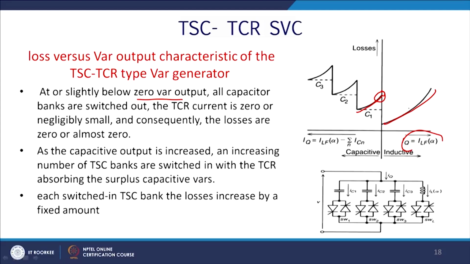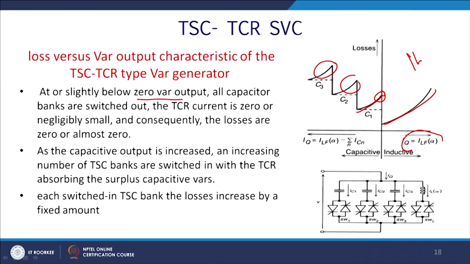So, this kind of graph is prevailing. The more you increase the current, the more losses we will have. Each switched TSC bank's losses increase by a fixed amount with the transient phenomena, and the same way for the TCR, as alpha increases. Since you know the drop across the thyristor is constant, multiplied by the current it will give you the loss. If it is giving you 1 volt drop across the thyristor, multiplied by 1000 ampere of current, you simply get 1 kilowatt of losses across each of the thyristors.